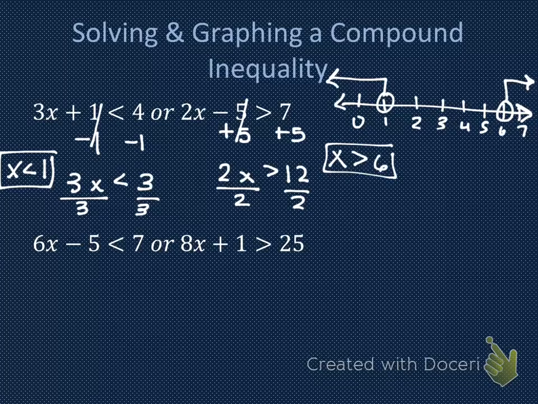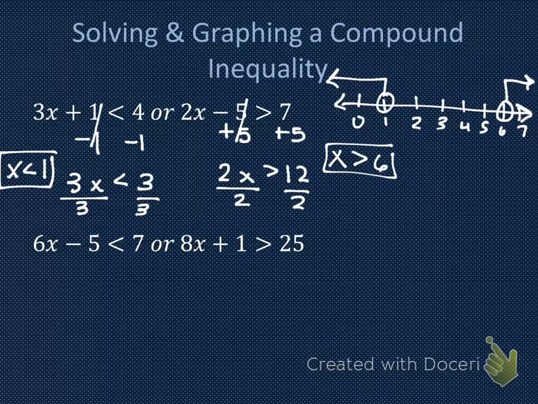So does everybody see how OR inequalities will always go in opposite directions? They will never go in the same direction. They'll never meet in the middle. They will always, always, always go opposite. And if you do have them meet in the middle or you do have them graphing the same way, you've done something wrong. Okay? Next problem.